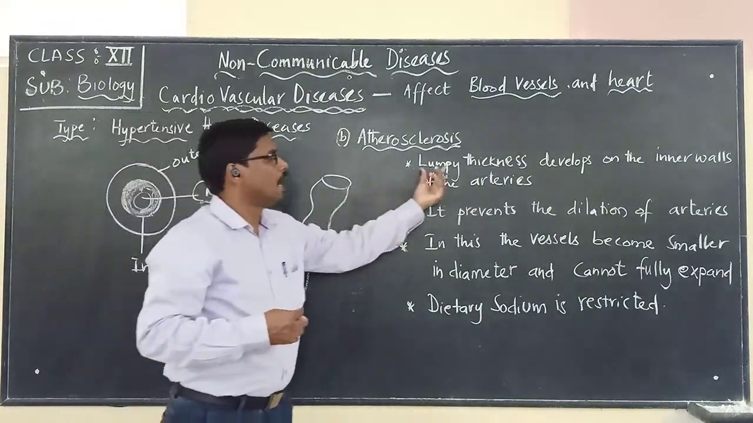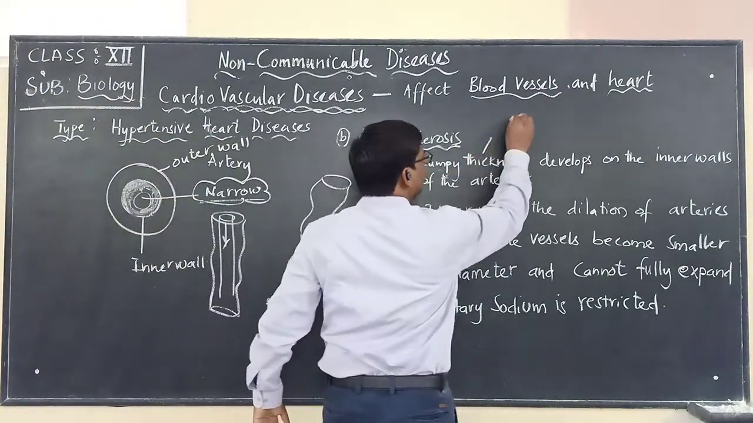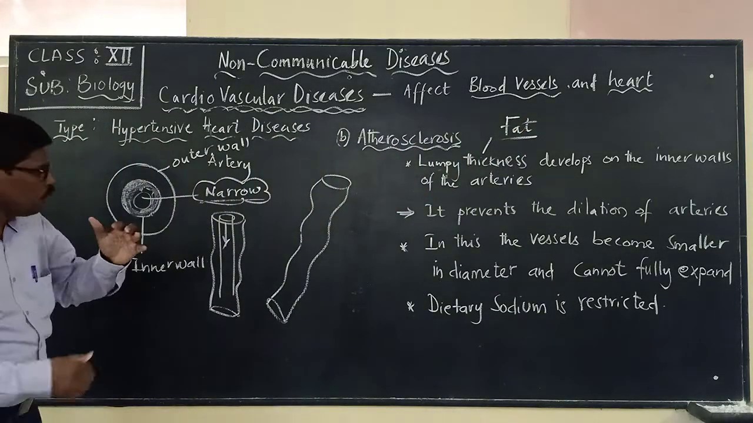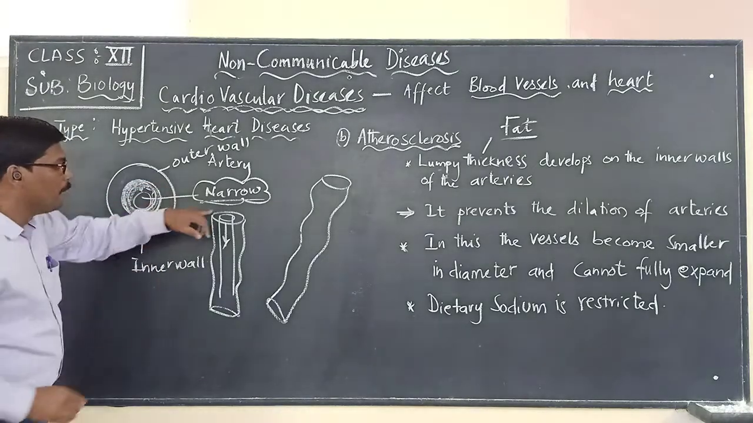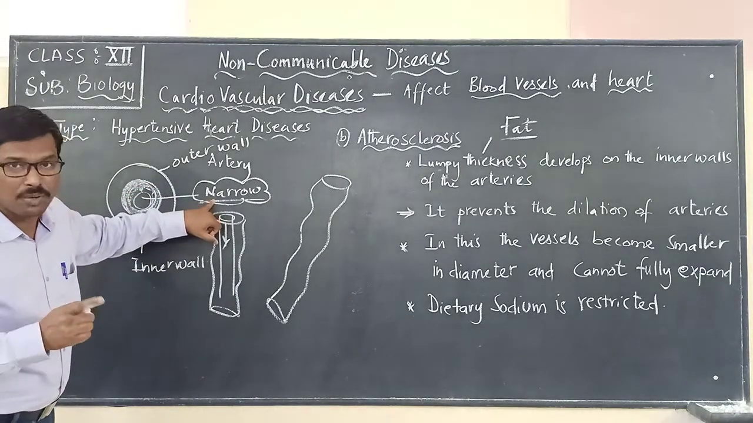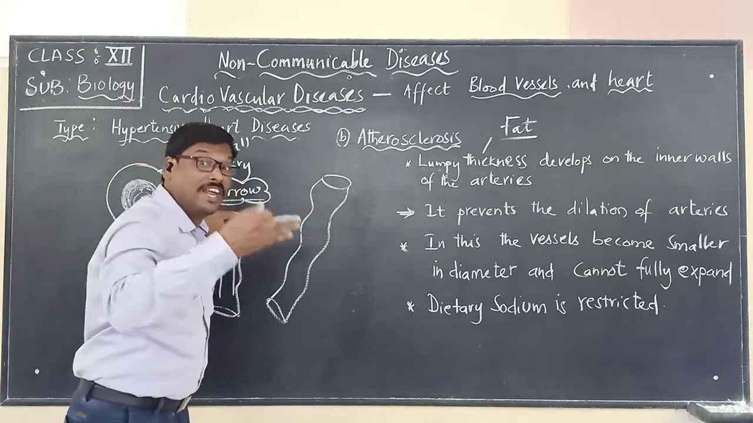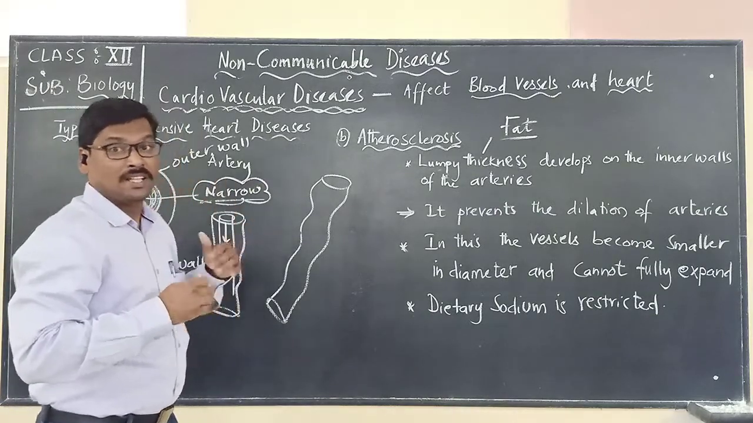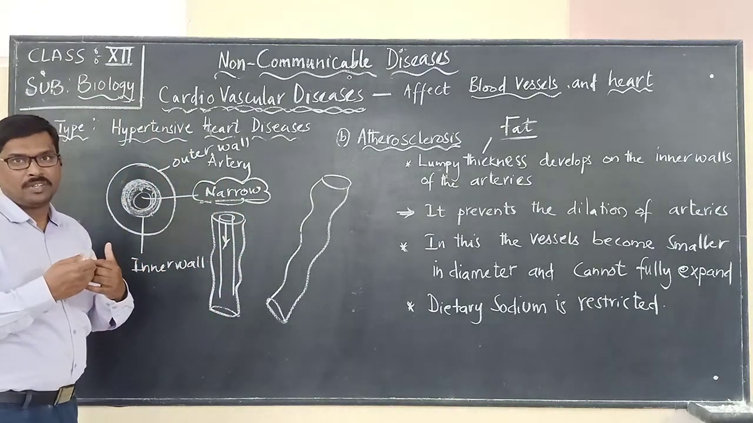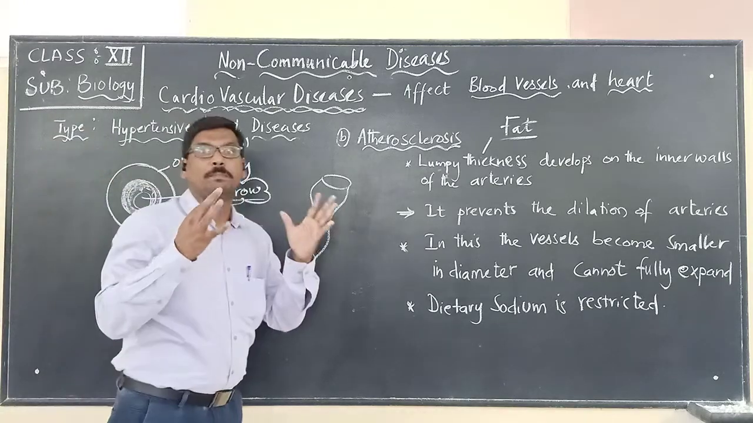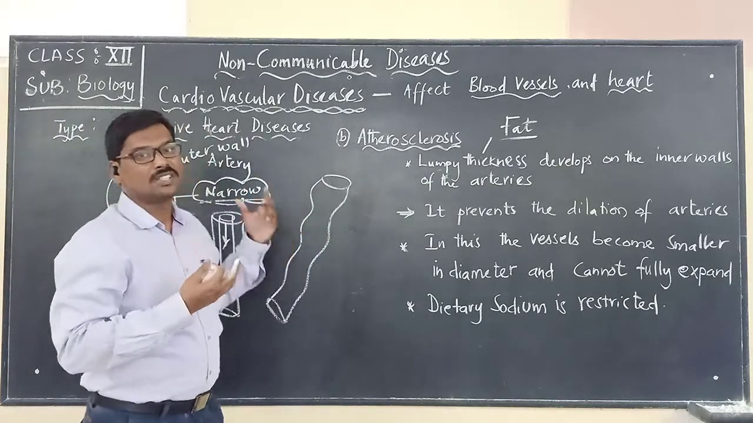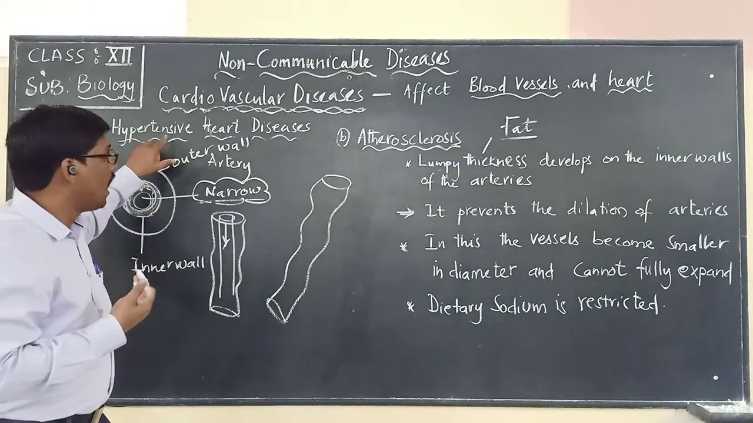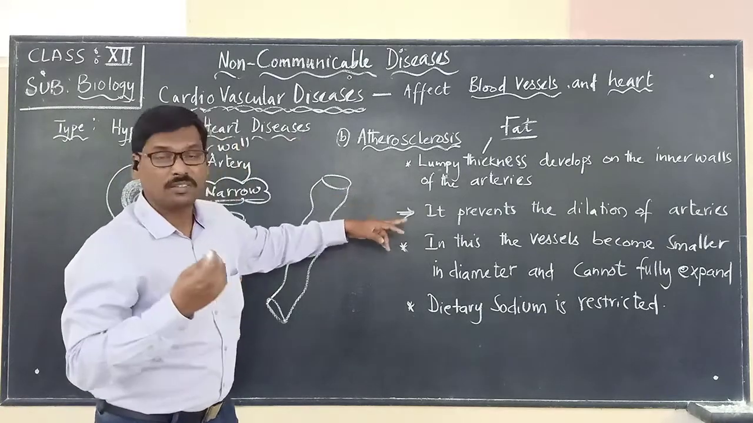What caused this lumpy thickness? This lumpy thickness is nothing but the fat or the cholesterol. Slowly there will be accumulation of this fat, making the pathway of the arteries narrow, restricting the free movement of the blood. So that's why the blood cannot move freely for supplying blood to all the parts of the body. So this can cause what? Hypertension. That's why it is coming under hypertensive heart diseases. So what happens here?